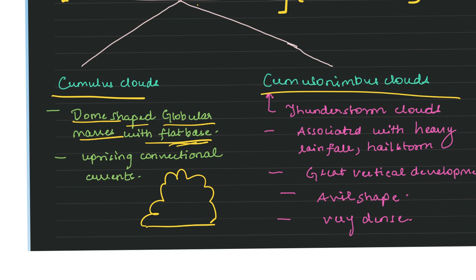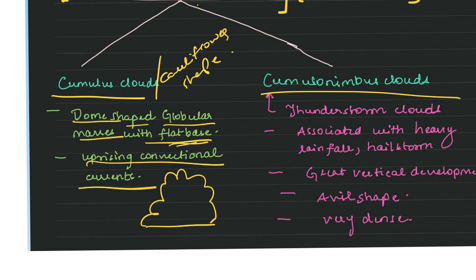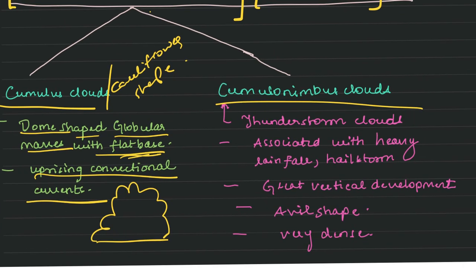So these are cumulus clouds. Basically they are cauliflower in shape. Okay, so here, with the presence of cumulus clouds, it indicates uprising convectional currents. Basically convection is happening and there is a possibility of precipitation, rainfall soon. Okay, so this is the thing about cumulus clouds.